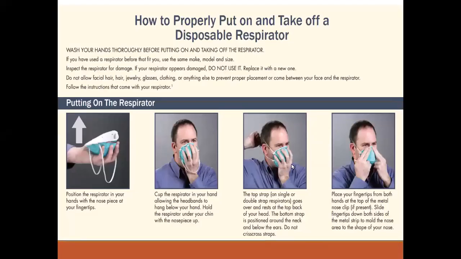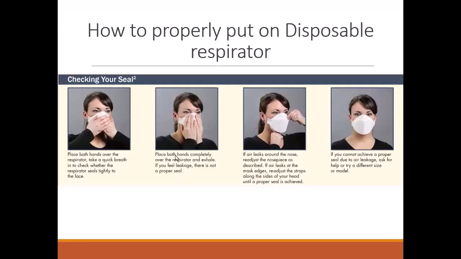Okay. How to properly put on and take off a disposable respirator. Again, we have to perform hand hygiene. From the picture, it's clear how to put on the loops and how to check if the seal is intact or not.